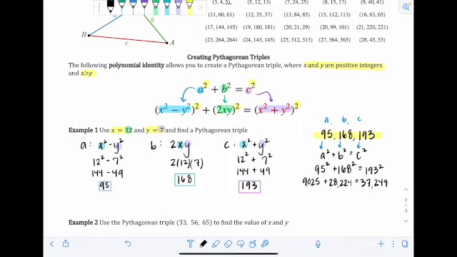So 9,025 plus 28,224. If we add those together, it's 37,249, which is cool because that's what I have on the right side, so that's what it should be. So our identity worked. Okay, so this would be like the answer to what is the triple using that x and y, and then this is the check.